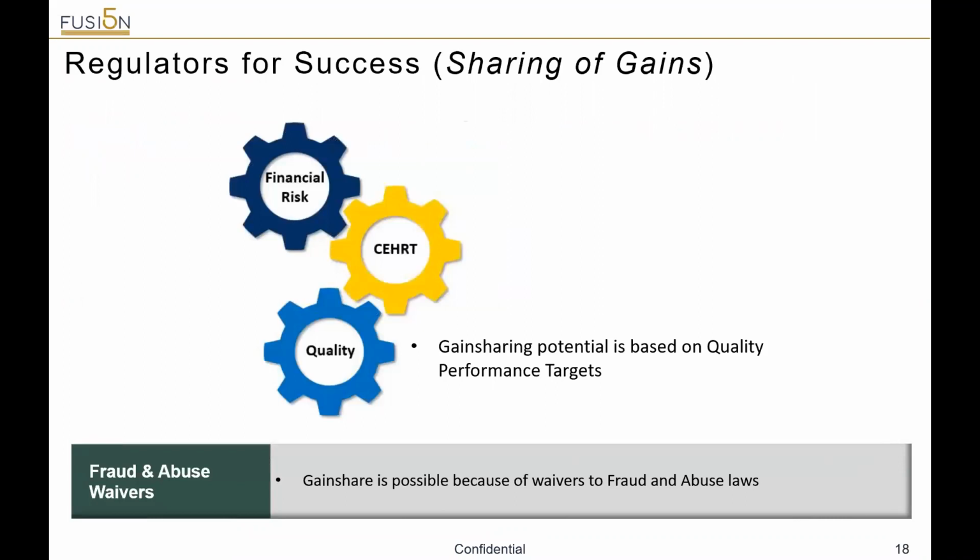There are several regulators of success here, or the mechanics that are involved in sharing of gains. And if you look at the 3 wheels, the first one indicates financial risk. We've talked about this. There is downside risk that is part of this. If you're not good at this program, or for some reason things go awry, there is dollars owed back. That is a risk. The certified CEHRT means that you have to use a certified health recording mechanism or EHR, which is an electronic health record system. That is important.